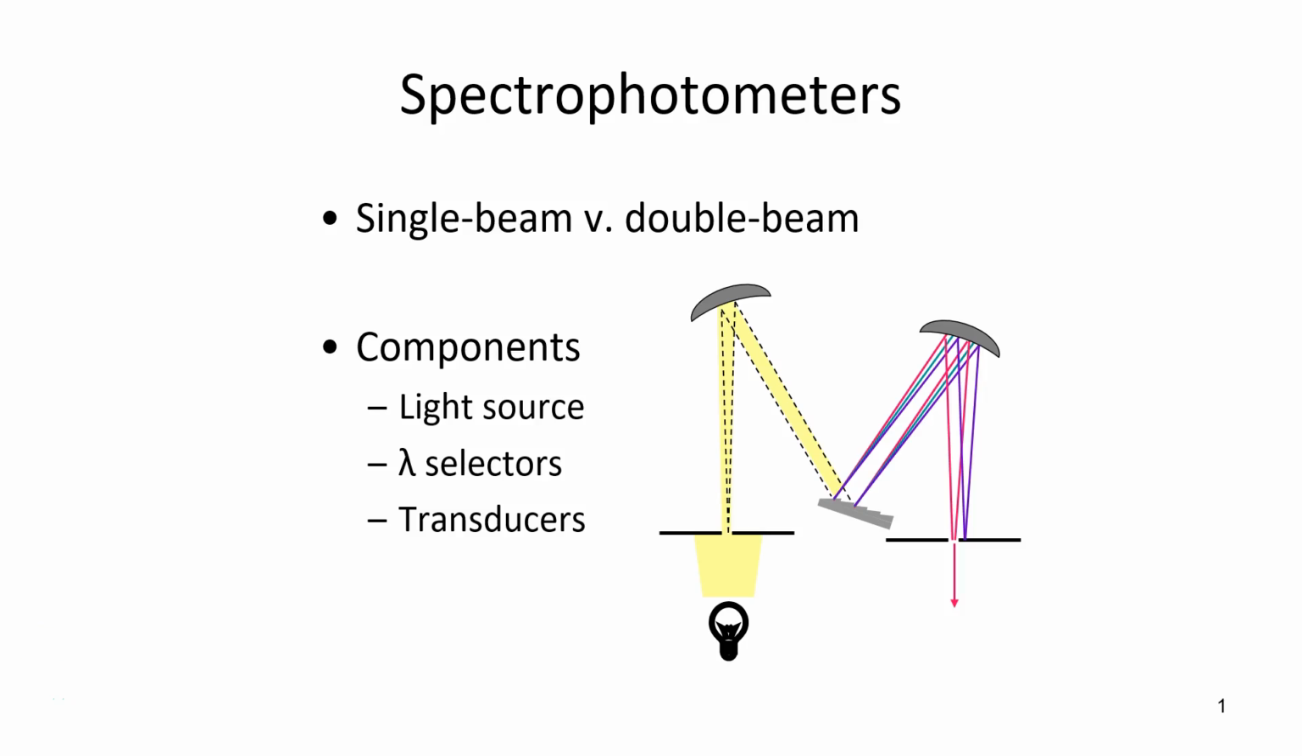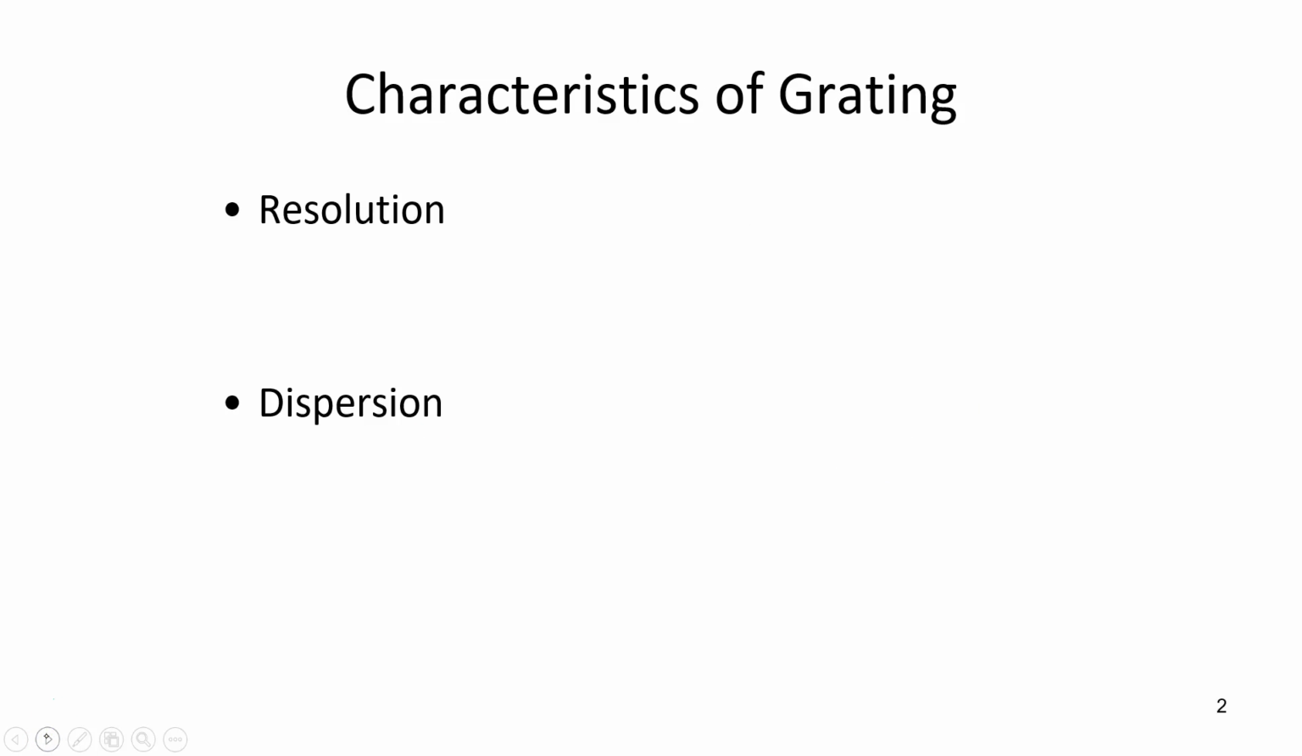Hi everyone. Just a few more words about this diffraction monochromator, which again is a type of wavelength selector. I want to talk a little bit about the characteristics of a diffraction grating, particularly resolution and dispersion. So resolution is the ability of a grating to separate two closely spaced peaks on a spectrum.